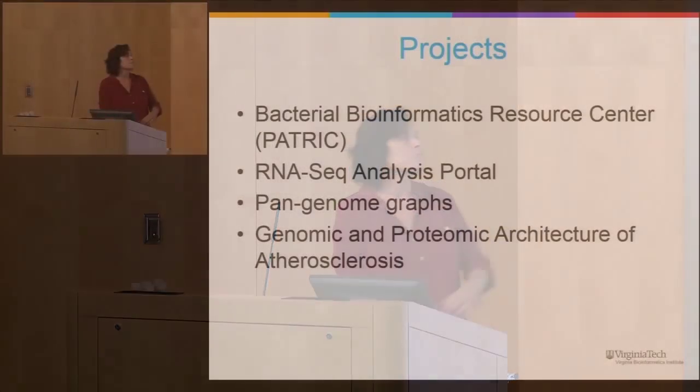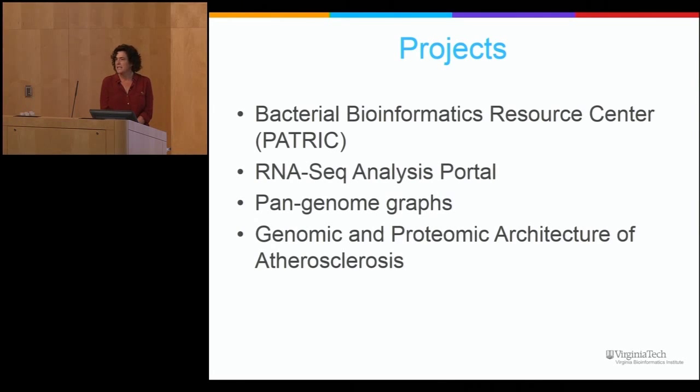Or the down button. Right now we have four projects that we have going at PATRIC in cyber infrastructure. The first is the all bacterial and now all archaeal genome project, which is called Resource Center, which is PATRIC. We also have an RNA-seq analysis portal. We have some new developments in pan-genome analysis that we're going to talk about today, and also the genomic and proteomic architecture of atherosclerosis, which is a really hard word to say, which is GPAA. And so we're going to discuss, different speakers are going to talk about that today.